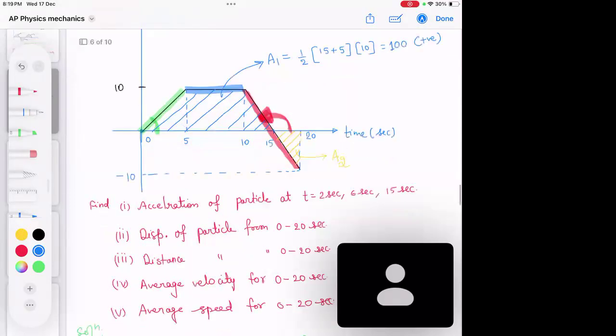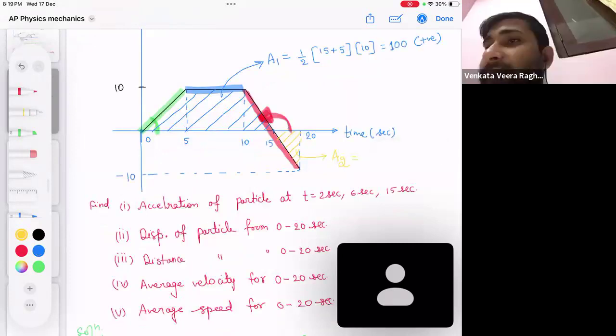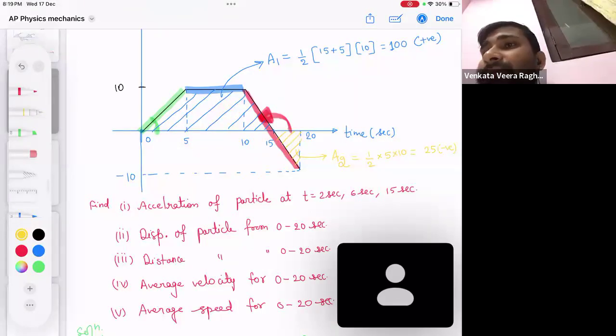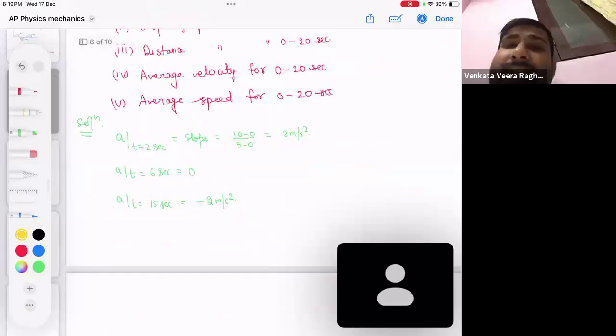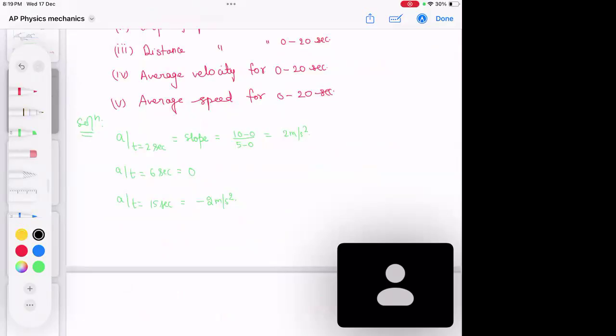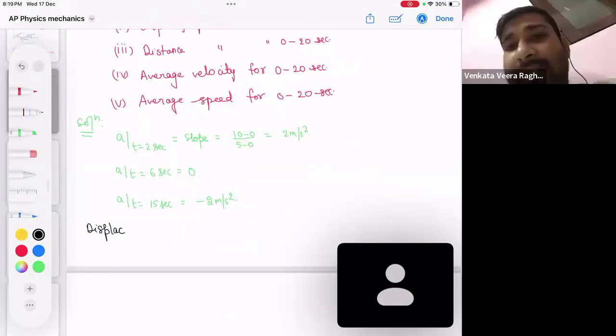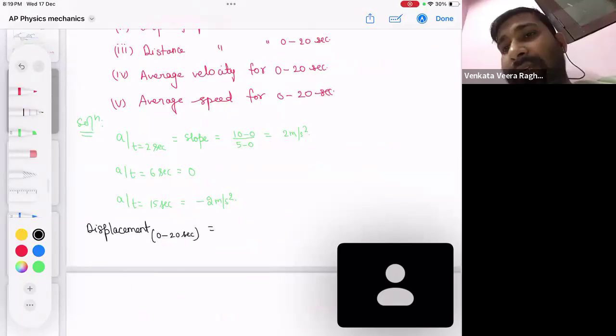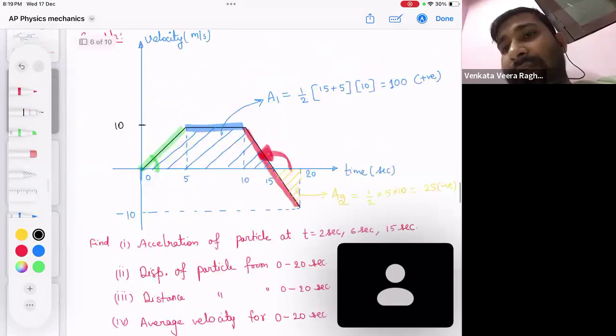Positive one. And can you tell me what A2 will come? So half into base into height I can use. So how much is it coming? 50 by 2, 25. But this area we will take as positive or negative? Negative. So tell me, what is the displacement of the particle? 100 minus 25, 75. Displacement from 0 to 20 second: positive area is 100, negative area is 25.